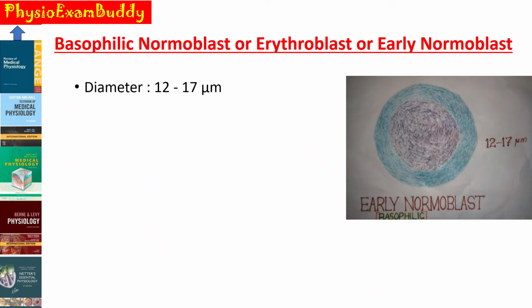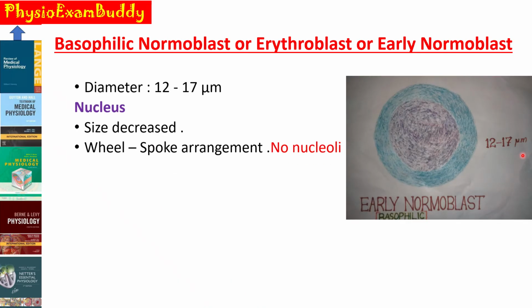This pronormoblast or proerythroblast is next converted into the next stage, that is the basophilic normoblast or erythroblast or early normoblast. You can see here that the diameter decreases to 12 to 17 micrometer. That is, as the stage advances, you have to decrease the size of the cells when drawing the picture of erythropoiesis.